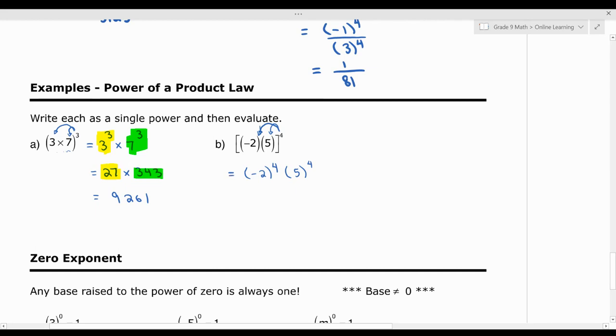Then I'll start to evaluate. So negative 2 to the power 4, you will get positive 16. And then 5 to the power 4, you will get 625. Okay, and then with the brackets, it implies multiplication. So if I multiply those two together, you actually will get 10,000.